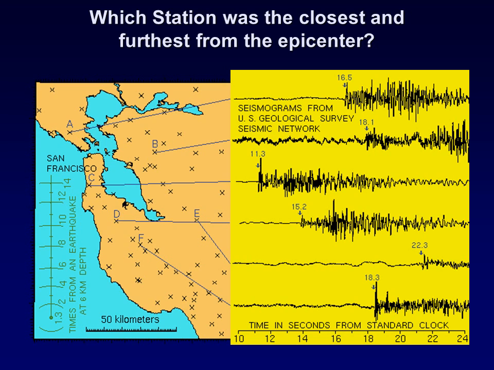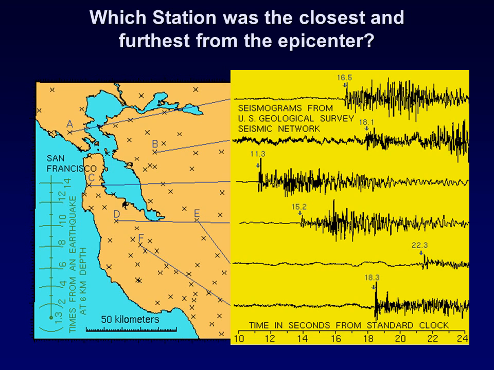The next one down, point D, took 15.2 seconds to arrive. Point E took 22.3 seconds to arrive. And point F took 18.3 seconds to arrive. So each of these points is representing a seismic station. So the seismometer was sitting there recording, and it took this amount of time before our waves showed up.